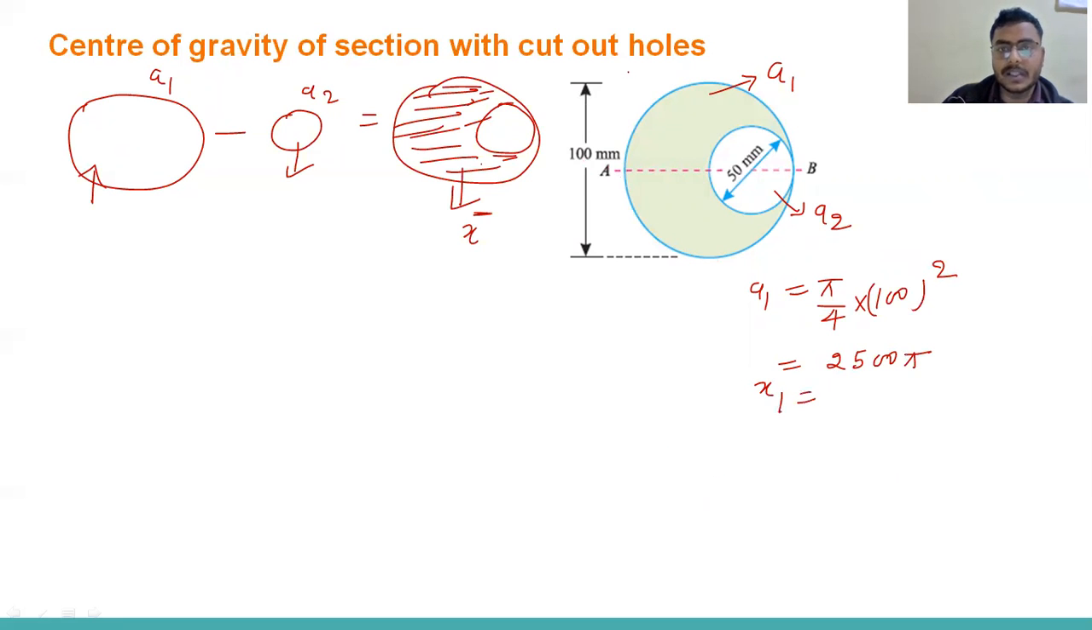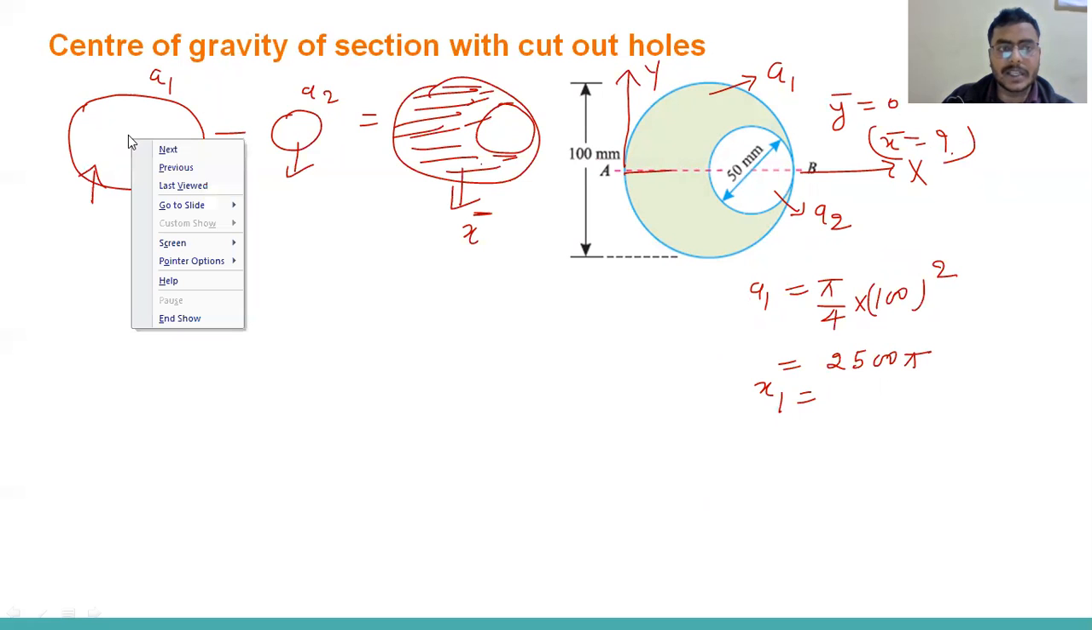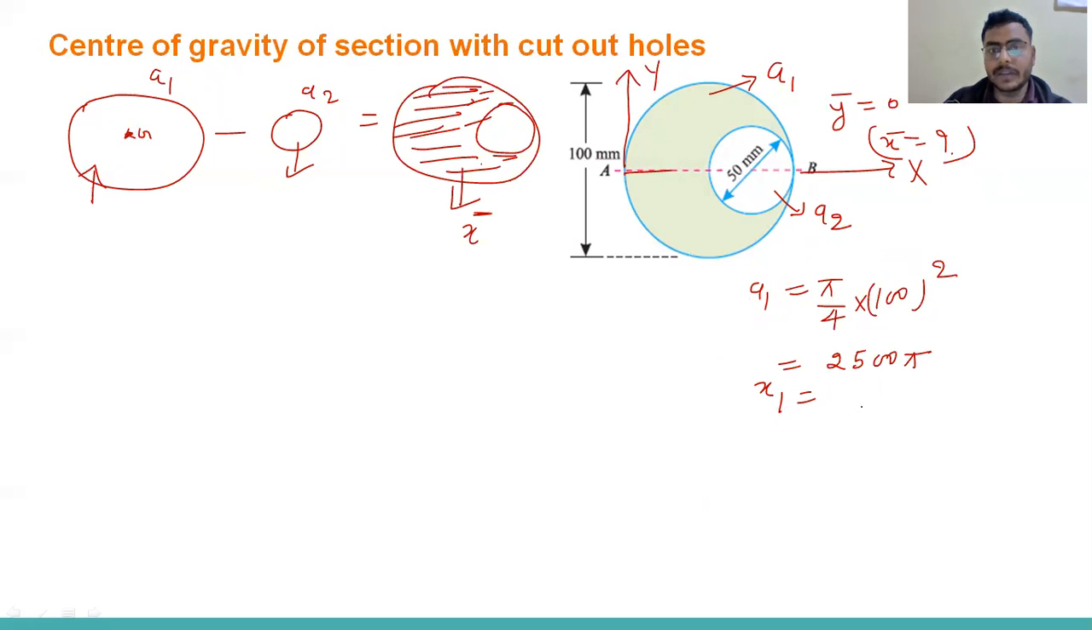Now X1. Let's first assume the axes. I'm taking this as the y-axis and this as the x-axis. Due to symmetry, we can write here that y bar will be 0. So we are going to calculate x bar. Now, what will be X1? For the circle, the centroid will be at the center. So X1 will be the radius. The radius is diameter by 2, which means 50 mm.